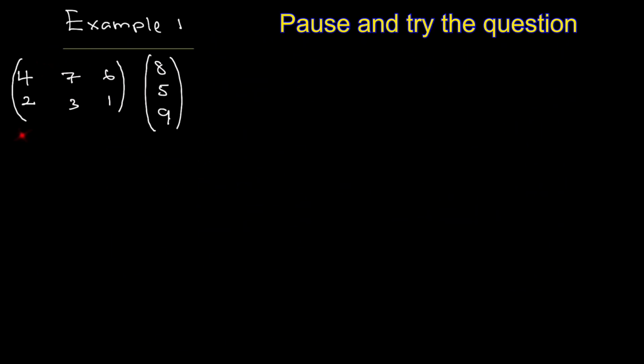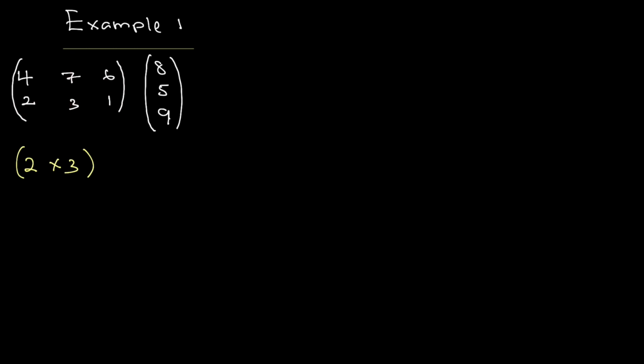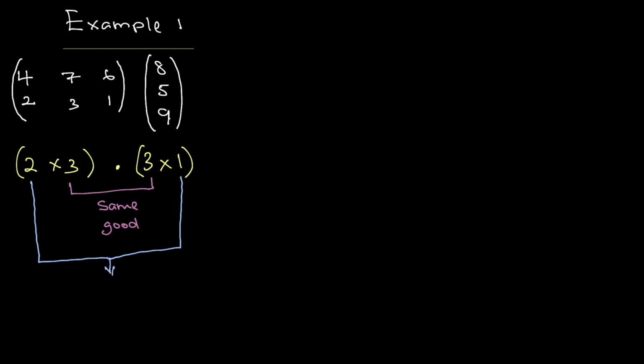Example 1. I've got these two matrices. This is 2 by 3, 2 rows, 3 columns, and we're multiplying it by a matrix with 3 rows, 1 column, 3 by 1. The column count equals the row count, therefore this is good for multiplication, and the final product will be 2 by 1.